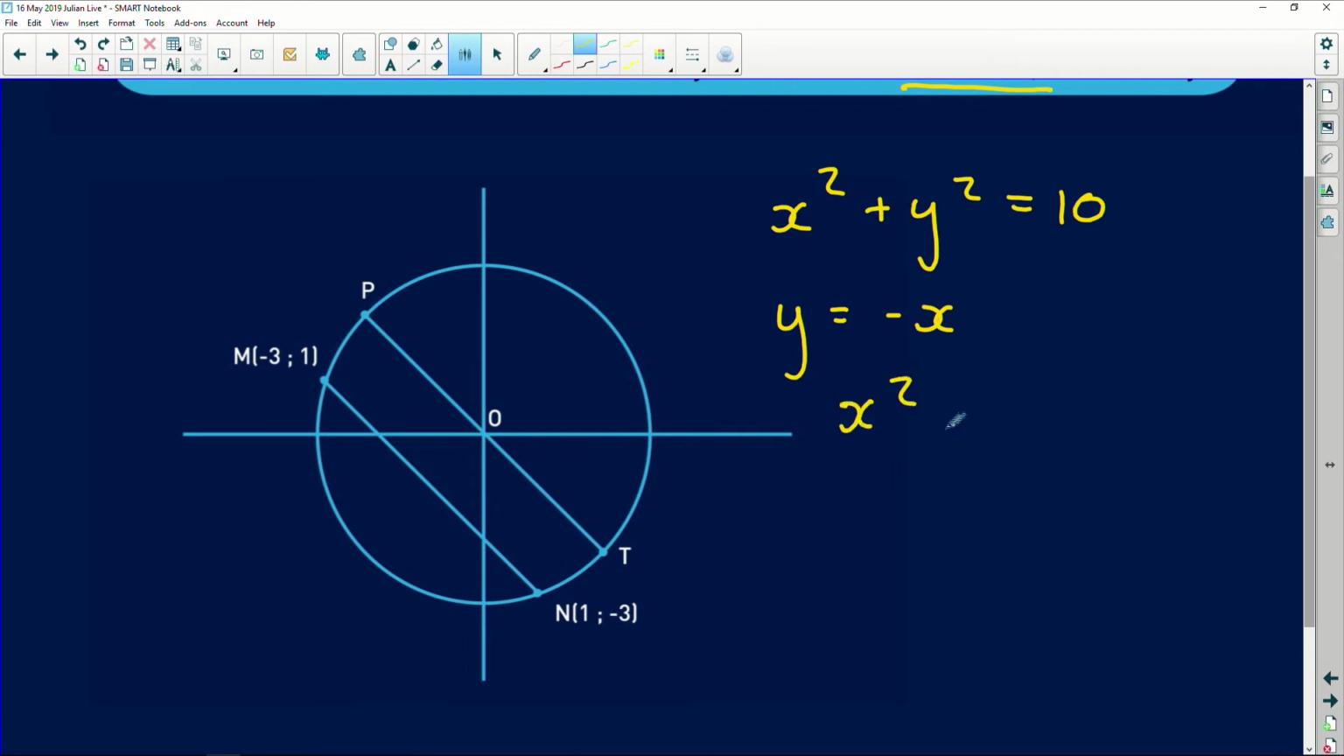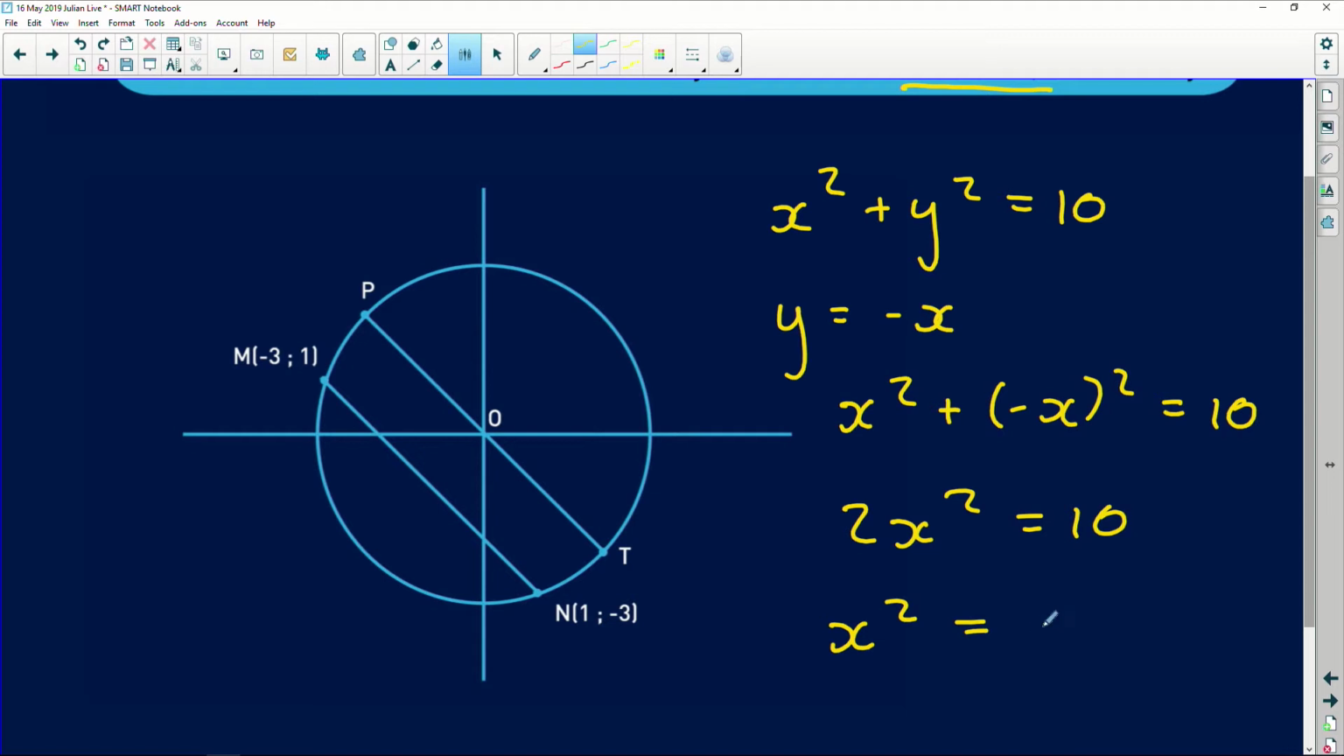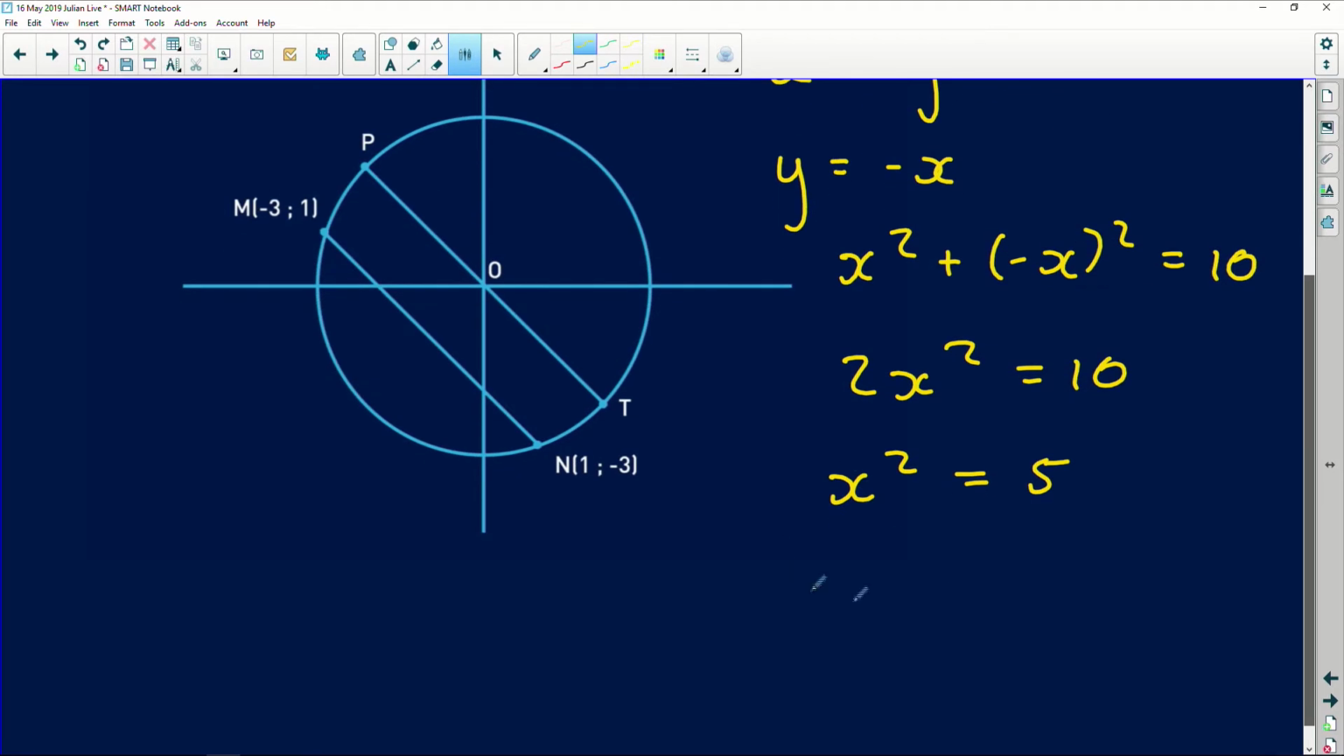So we're going to get x squared plus negative x squared is equal to 10. We're then going to get 2x squared is equal to 10. And straight away we can say that x squared is equal to 5. And if we want to solve for x, we get x is equal to positive or negative root 5. Okay, guys, so as you can see over there, I've got a root. They told me to leave it in surd form, and that's exactly what I'm going to do. We got two answers. We got positive and negative root 5. And that just tells us that we are having 2 points for P and T.